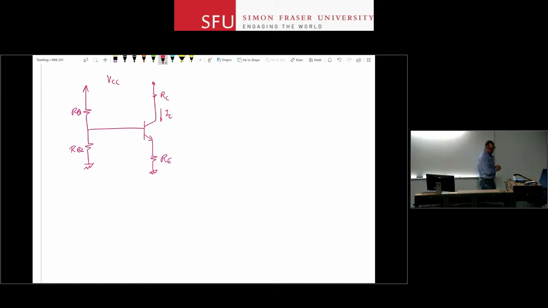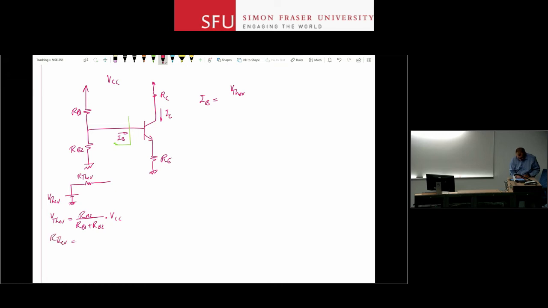Now, how do I solve this? At this point, right? So what we normally did is that we looked at the Thevenin equivalent circuit of that circuit, and you can show that IB is V Thevenin. So we said this is going to be reduced to this. And you've done this, I would say, many times by now. But let's just have it here for the sake of completeness. So V Thevenin is RB2 over RB1 plus RB2 times VCC, and R Thevenin is RB1 in parallel with RB2.